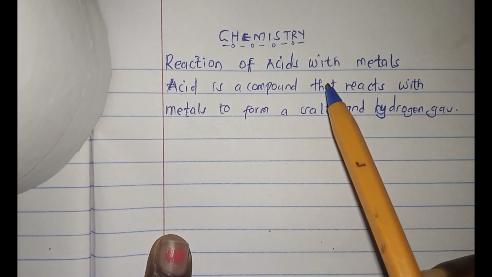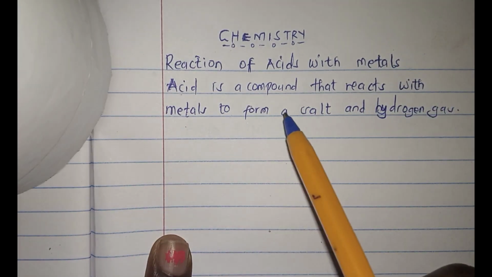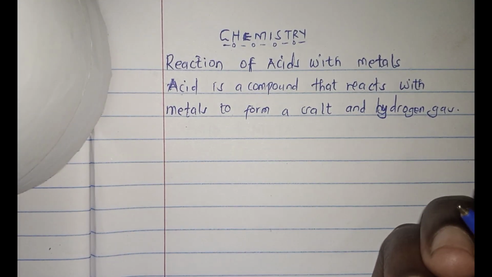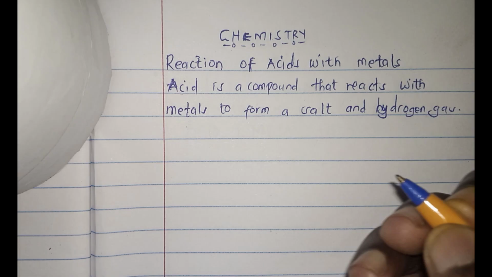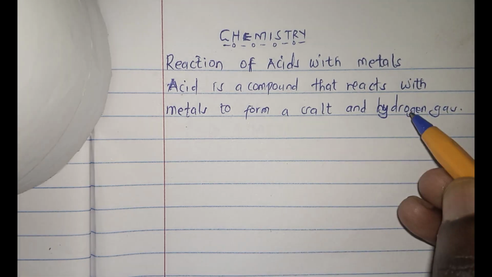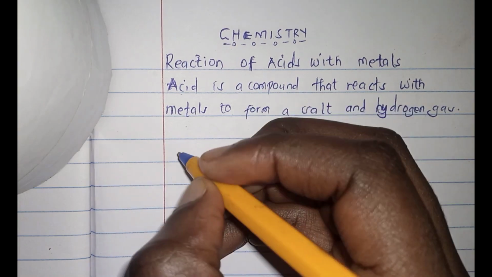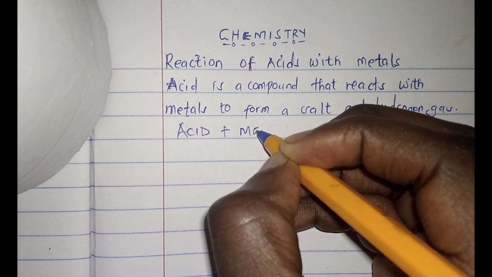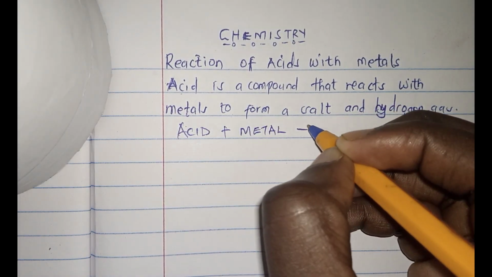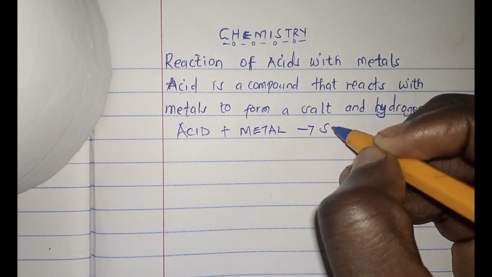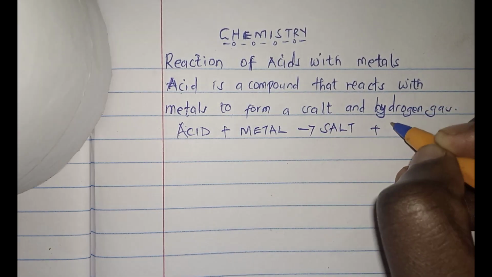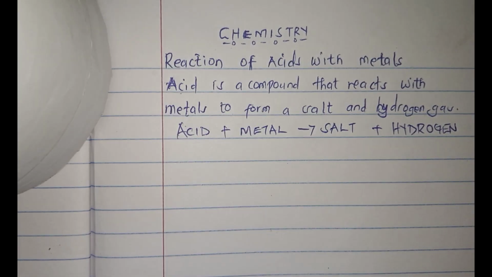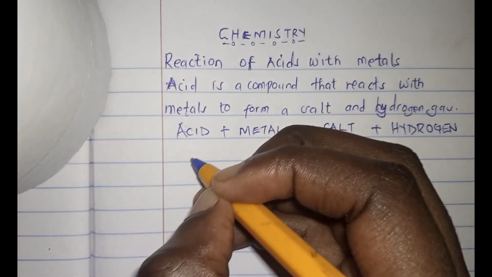An acid is a compound that reacts with metal to form a salt and hydrogen gas. So an acid is just a compound that reacts with metals to form a salt and a gas. Salt and gas are the products formed. So an acid plus metal, the product that you find is a metal salt plus hydrogen gas.